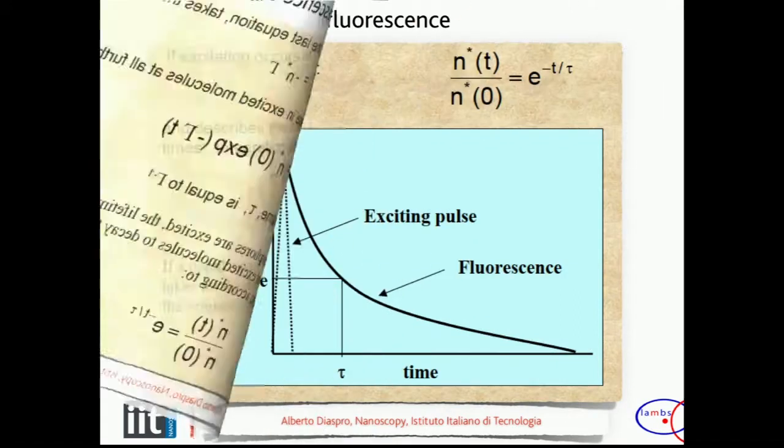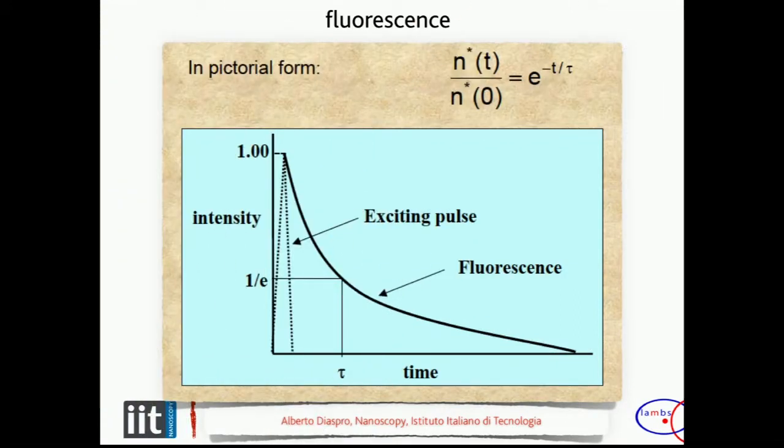Okay. Now, can we measure this? Why not? What we need to do is to shine, to send our energy to the system, and to start collecting. If we start collecting, and this rule is true, what we collect is something like this. And so we can measure lifetime.